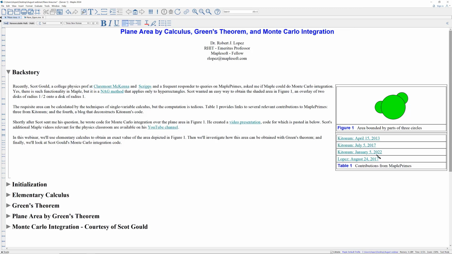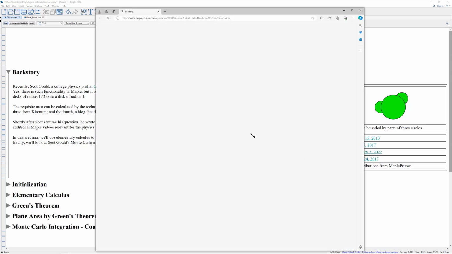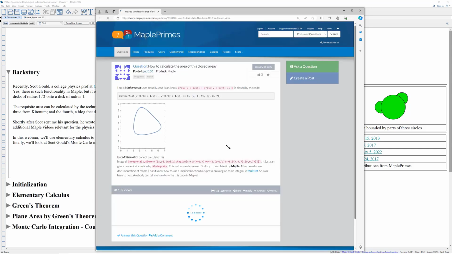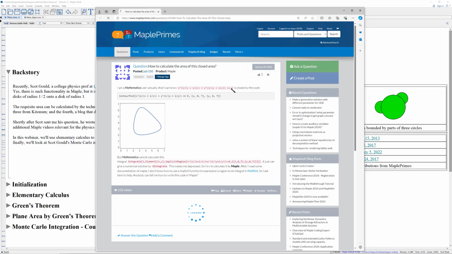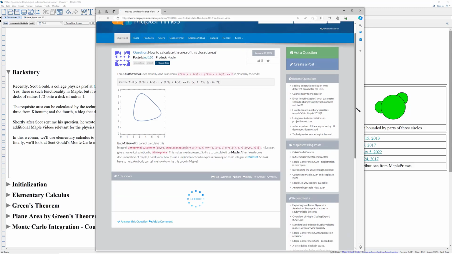5 years later, the issue comes up again. And here's Kitonum's response on MaplePrimes. Here's a graph of this implicitly given function, and it's not capable of being solved for either x or y.